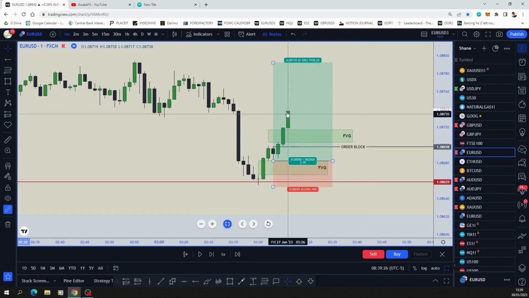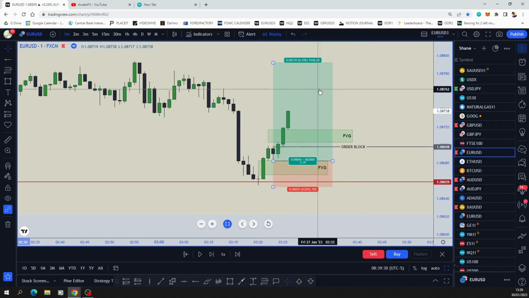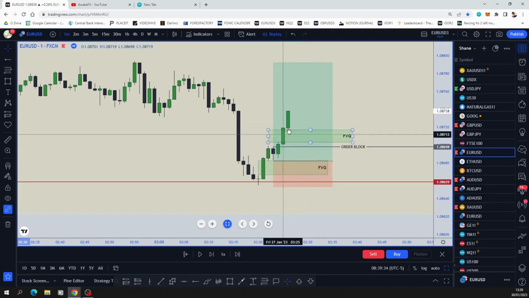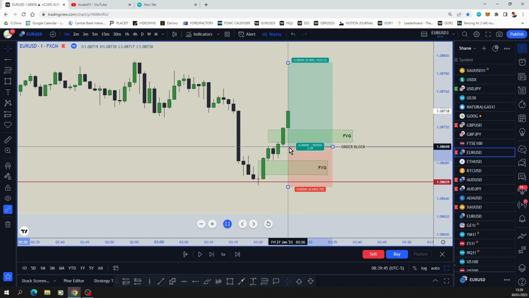So what could happen next? We could have a move down and just enter this fair value gap and then move away and not come down to the lower fair value gap. So at this point, I'd be looking at this order block as a potential entry level. So maybe move my entry level a little bit higher, somewhere like this, around where that order block level is.